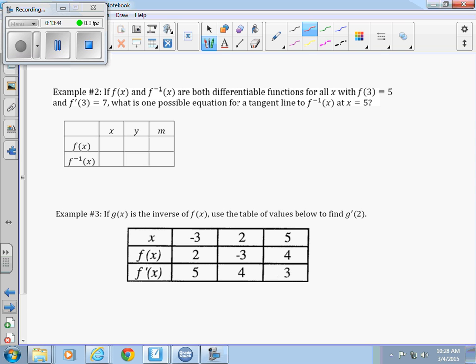So I know that on f of x, I'm looking at the point (3, 5). That's the information they give me. They give me information about the point (3, 5). They tell me the slope is 7. So that means at the point (5, 3), I know the slope is 1/7. That's good because that's the only way I can do this problem, if they ask me to find a tangent line at 5. It's the only place I know information about. So the tangent line is y minus 3 equals 1/7 times x minus 5. Any questions about that one?